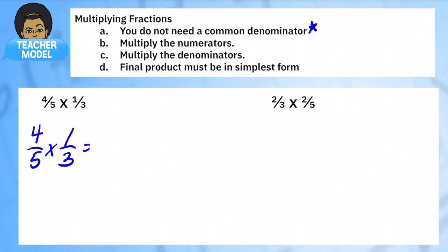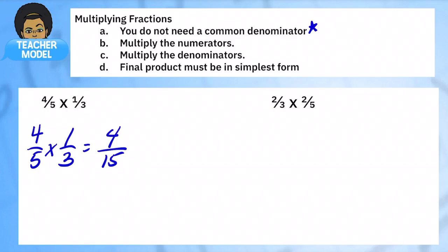So the first part are our numerators. So 4 times 1 gives us 4. And then you're going to multiply your denominators. 5 times 3 giving us 15. And now we're going to do our final step. But first, let me take a moment to just recognize how simple that was. Just to simply multiply across the top and across the bottom. So let's not forget that point.